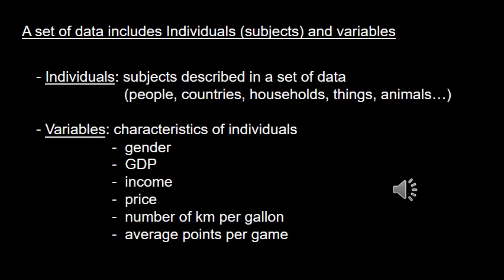All primary research in social science involves a data set. We collect data from individuals. So a set of data includes two things, basically. First, individuals, also called subjects. These individuals are those you want to know stuff about.